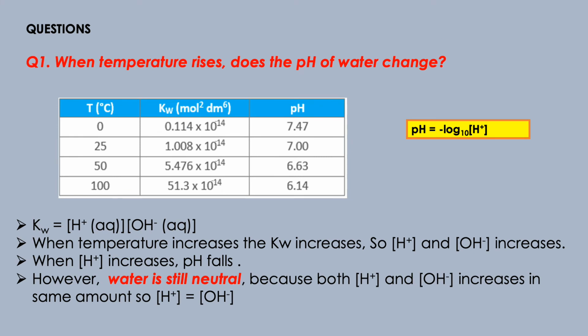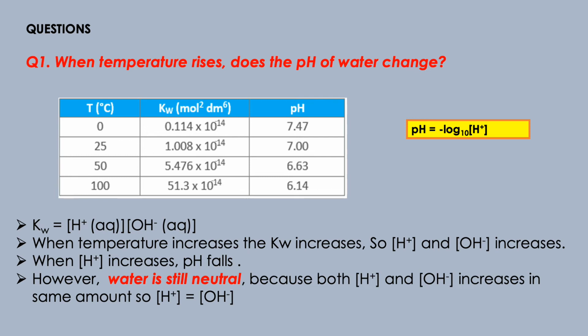Let's do some questions. Question number 1. When temperature rises, does the pH of water change? To explain this question, I've provided you with a set of data. Let's look into it. Here we have temperature, Kw and pH. Now we see that when the temperature is increasing, the value of Kw is increasing and the pH is decreasing. Now why is that?